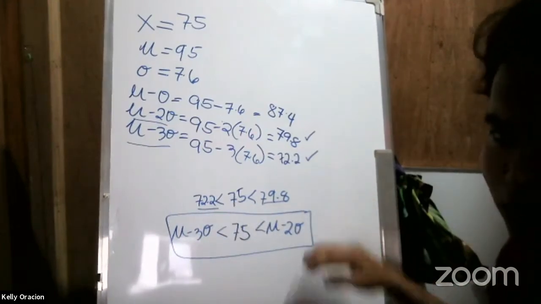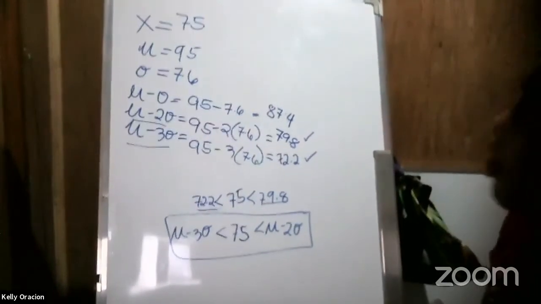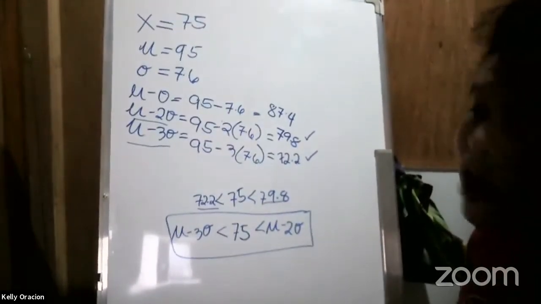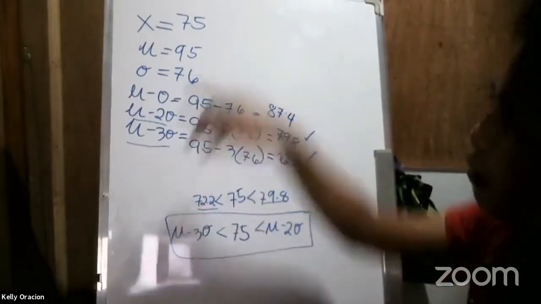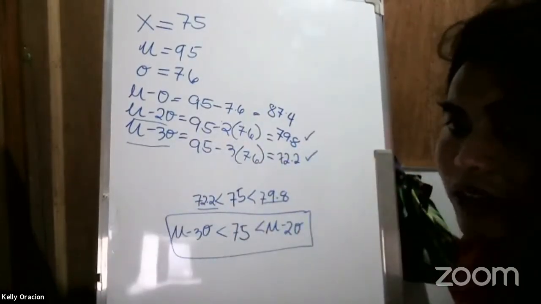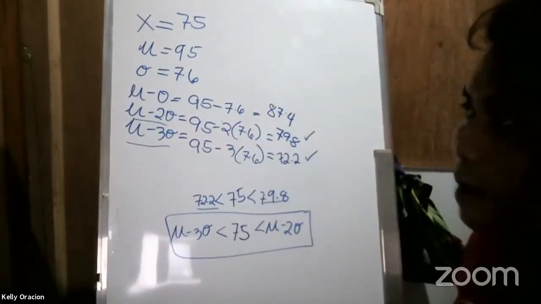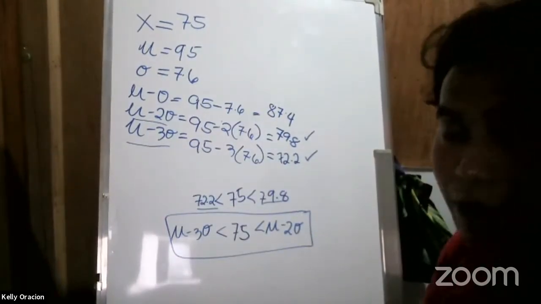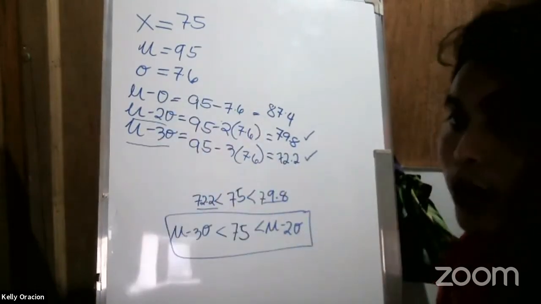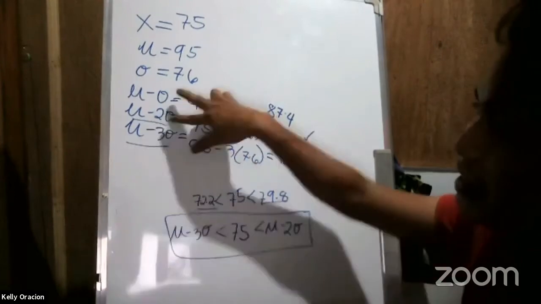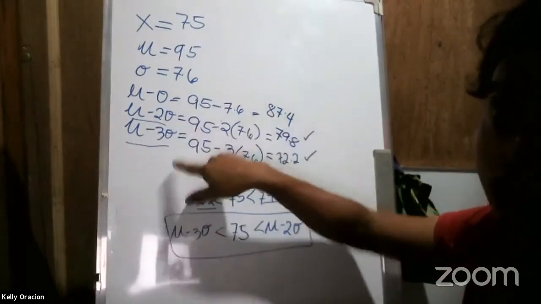Ito yung sagot natin. Again ha, the first step is, we need to determine first if yung x natin is above ba siya or below. Now, our mean is 95, and our x is 75. And we have found out that 75 is less than 95. That means below siya. And we are going to use yung below kanina. And these are the expressions. Ito yun siya, kaya below.